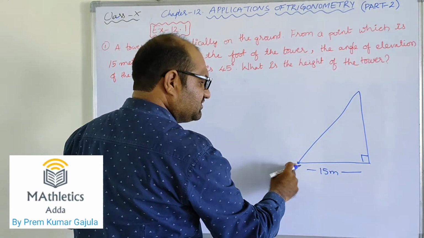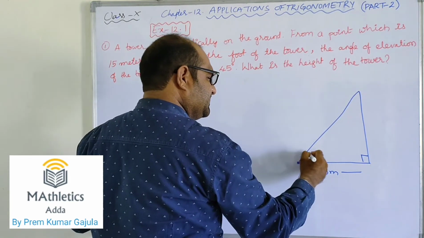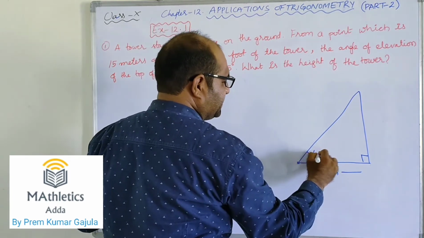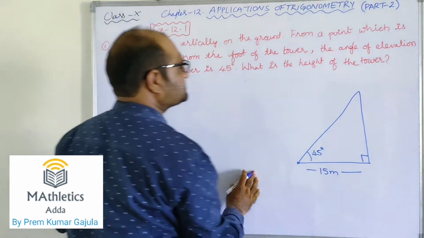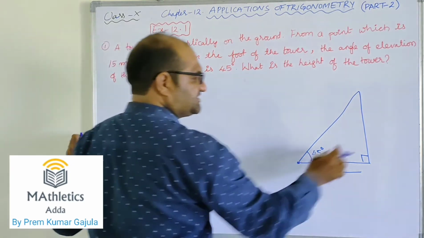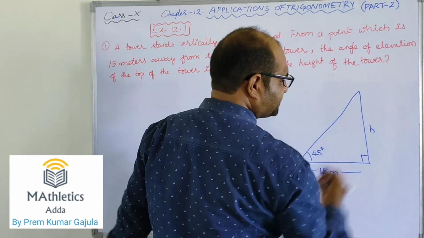That means from here, if you look at the top, then the angle will be 45 degrees. That is the angle of elevation given as 45 degrees. Then what is the height of the tower? This is the tower. We don't know, so let us take it as h.